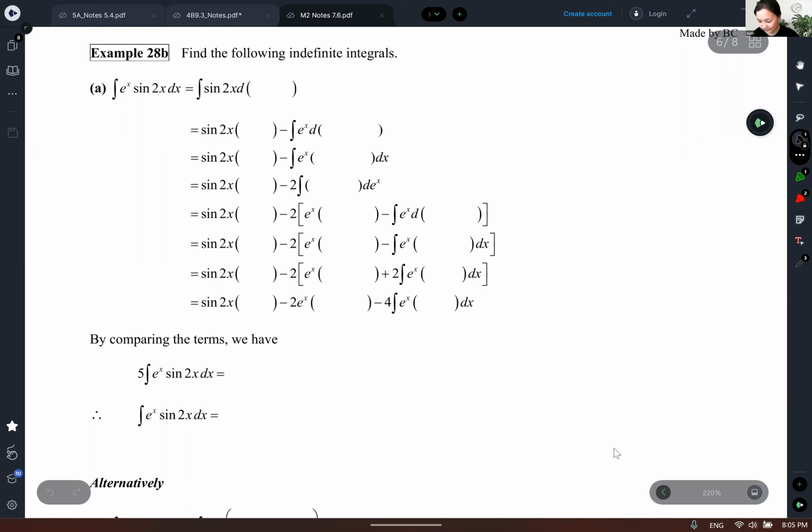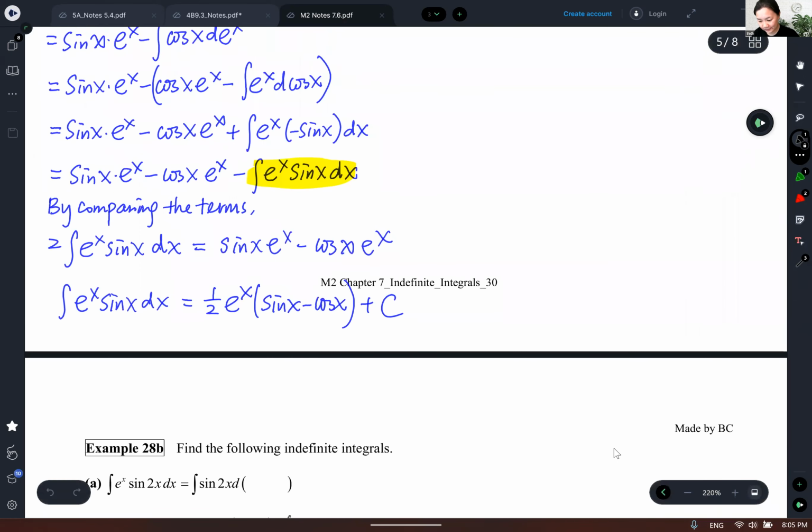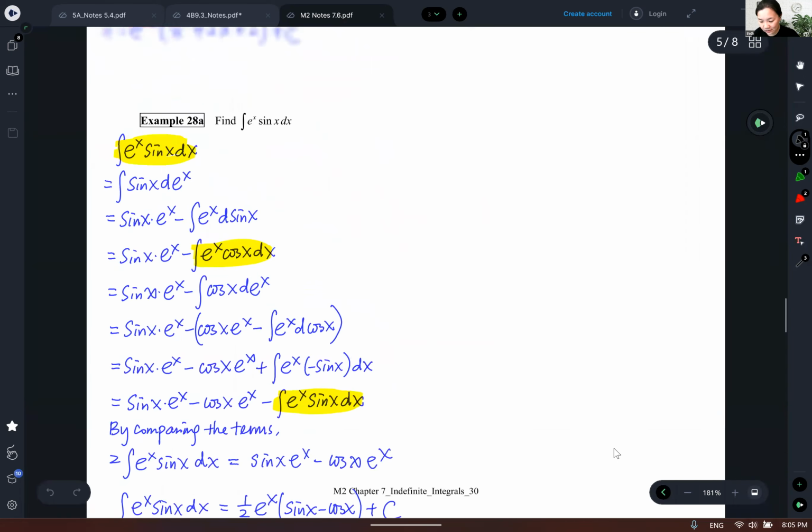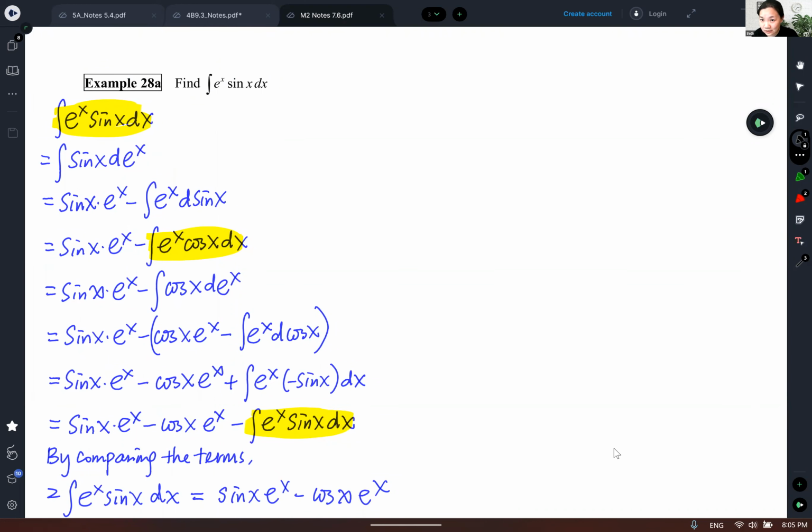Last week, our last problem was the integration of a function that is a mixture of exponential and trigonometric. And it turns out that in the end, we have to solve it like an equation. Now we have more examples like this. This again is an exponential and trigonometric. It's just that I changed the angle to a double angle. Anyway, you can see how I solve this problem.